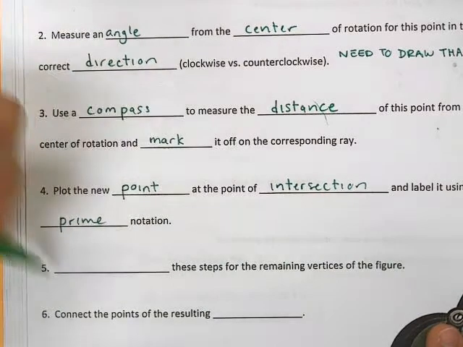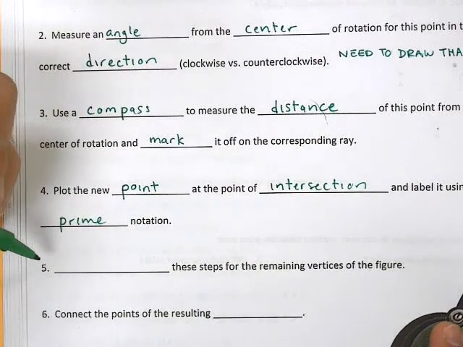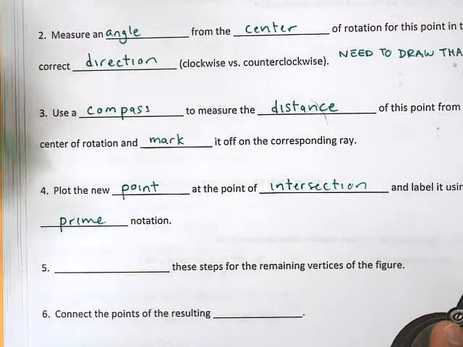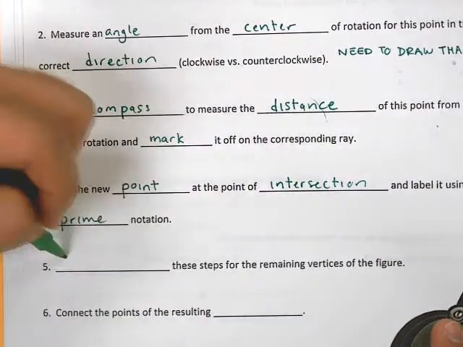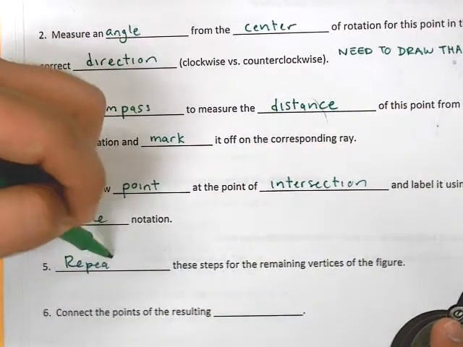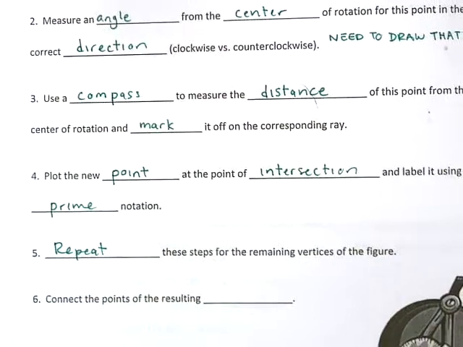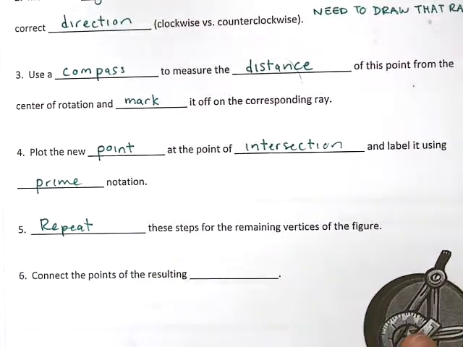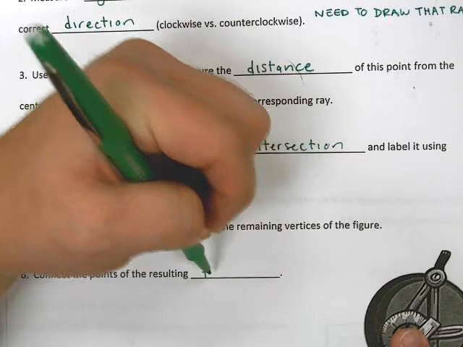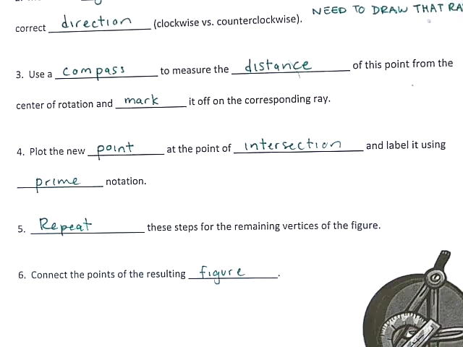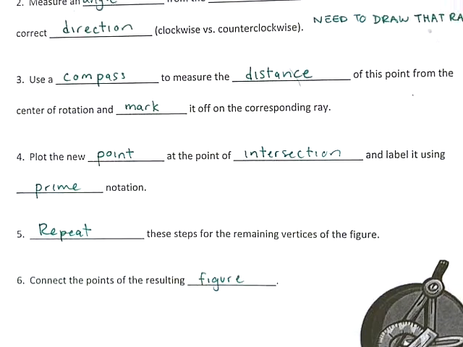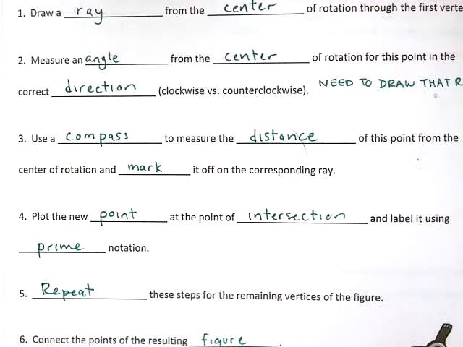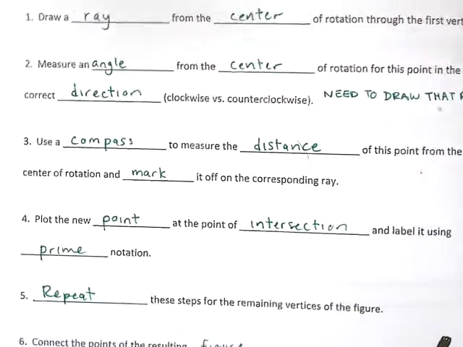The last thing, number 5. We didn't need a number 5 in ours because there was only one point. But if there are multiple points of your figure, then we repeat these steps for the remaining vertices of the figure. And lastly, you connect any points of the resulting figure. Okay? So now that we have gone through these steps and we've copied a single point, we're going to show you how to copy a couple of figures back on page 15.